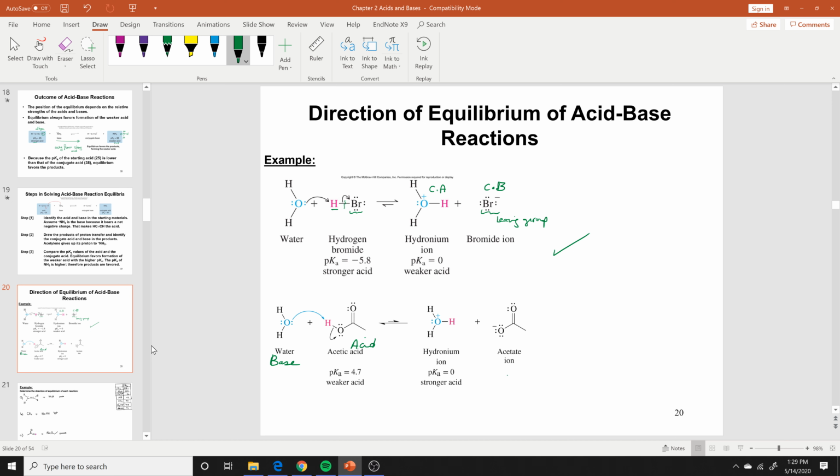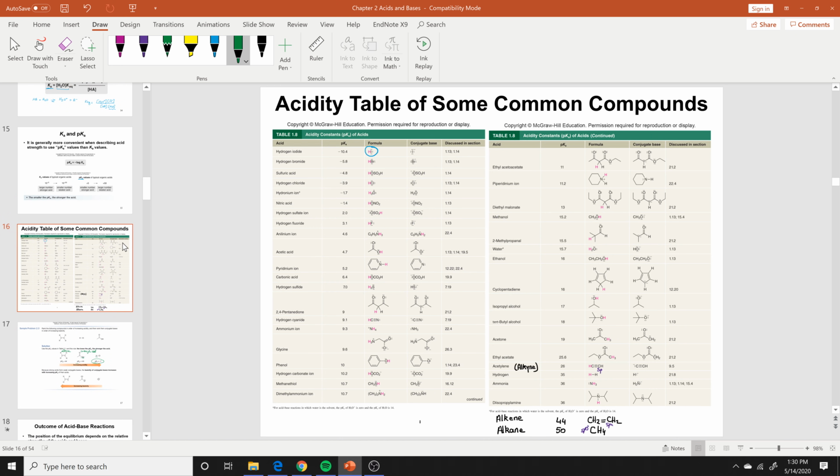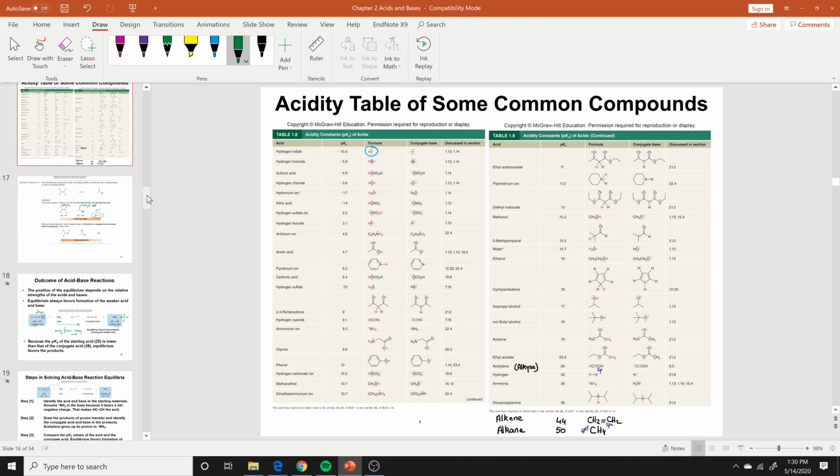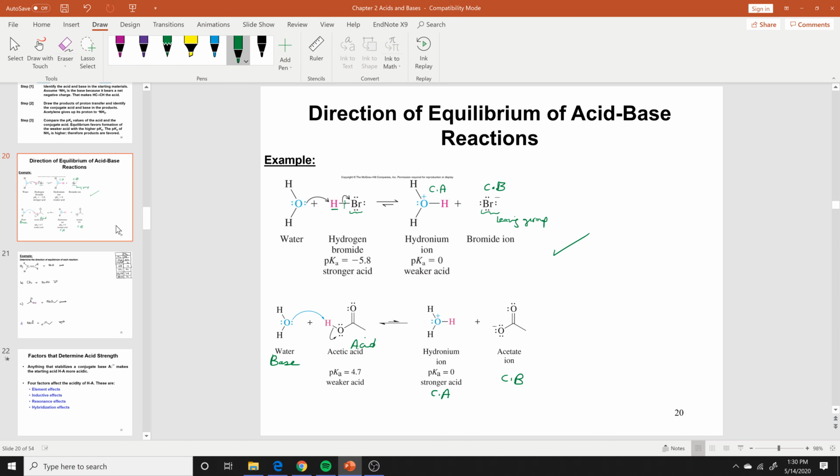So I'm forming my acetate. This is my conjugate base. This is my conjugate acid. Look at the acid and the conjugate acid. In this case, you should have the pKa's of these two. It should be in the table. In the table, I believe I have the H3O plus in here somewhere. This is the H3O plus. It says negative 1.7. So let's go ahead and change that. Instead of saying pKa 0, this is negative 1.7.